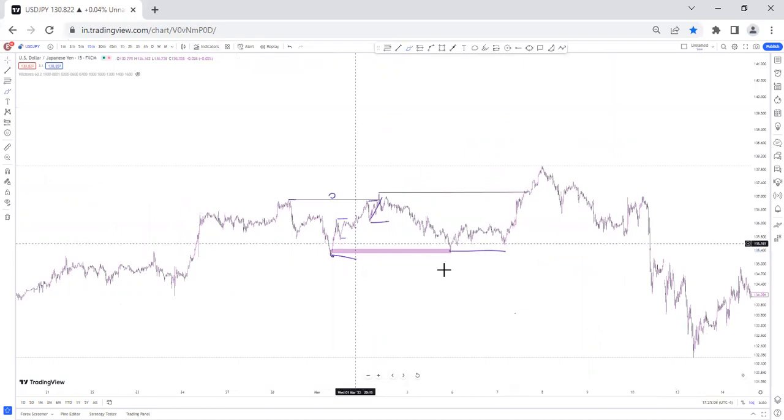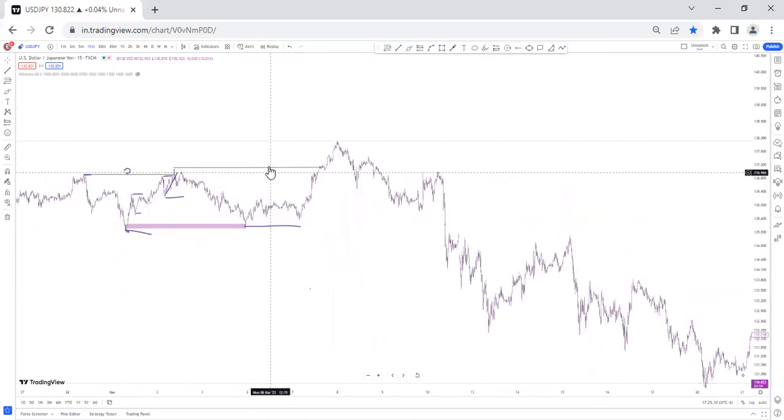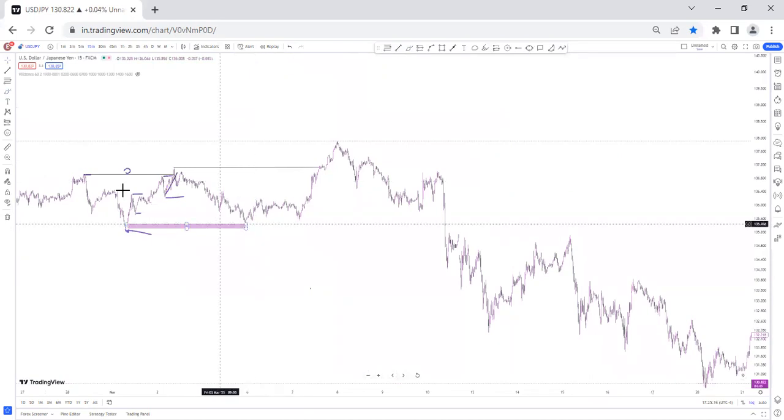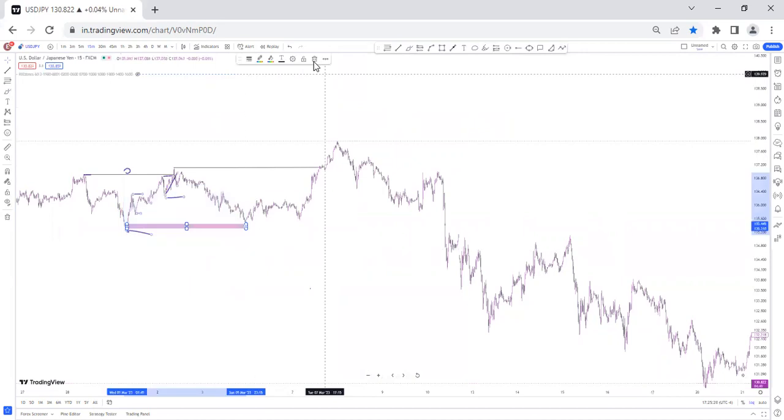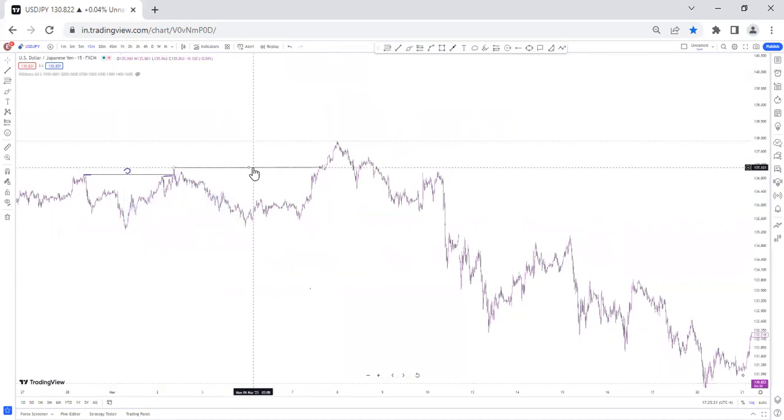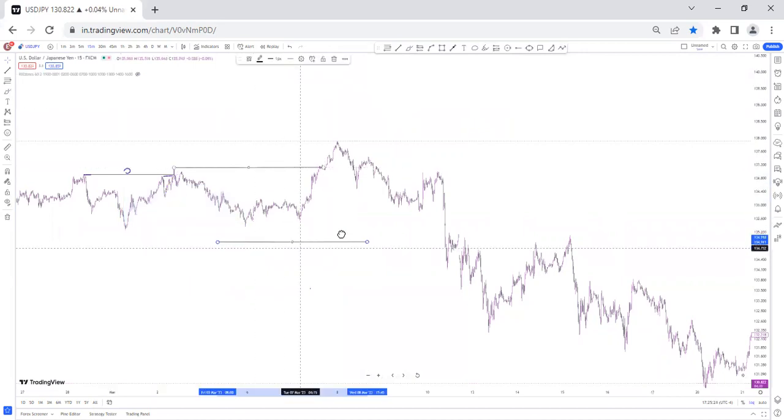So after we got the change of character here, price taking out this strong low. This low is supposed to be a respected low because it did its job, caused a break of structure, but unfortunately, price wants to go down. That's why that low was taken out.